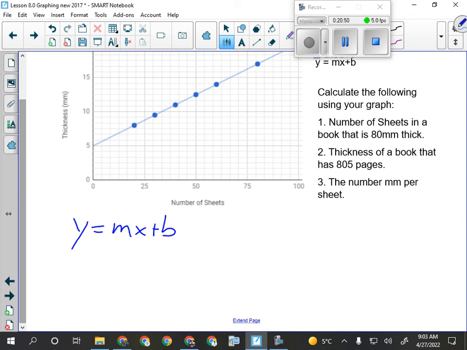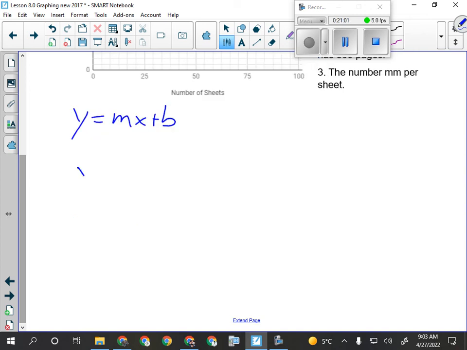So I need to move b first. B is not attached to x. M is attached to x. So what do I do to move b? Subtract, right? I subtract it over to the other side. So I'm going to have y minus b equals m times x. What do I do to get x by itself?